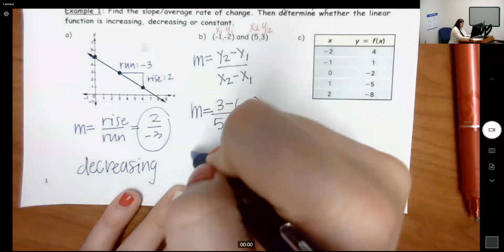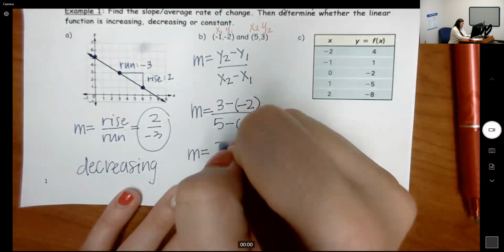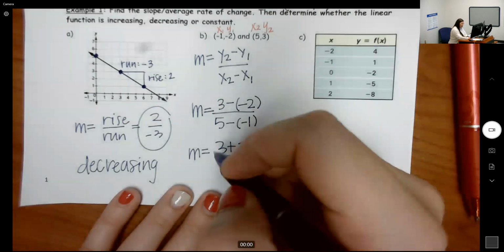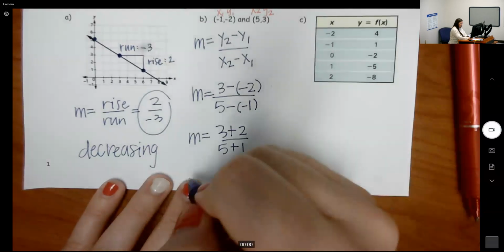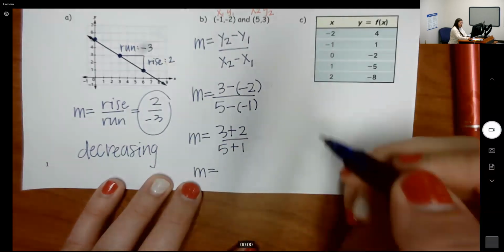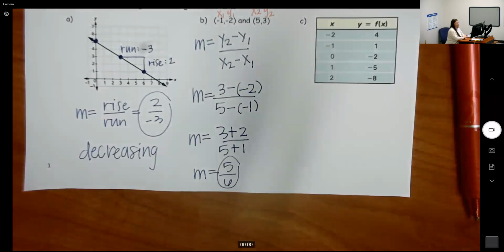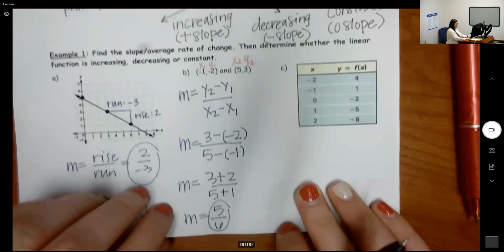So now let's simplify this. 3 minus a negative 2 is the same as 3 plus 2. 5 minus a negative 1 is the same as 5 plus 1. And so therefore, my slope is 5 over 6. I do not have a visual, but I know because this is positive, that this must be an increasing slope.